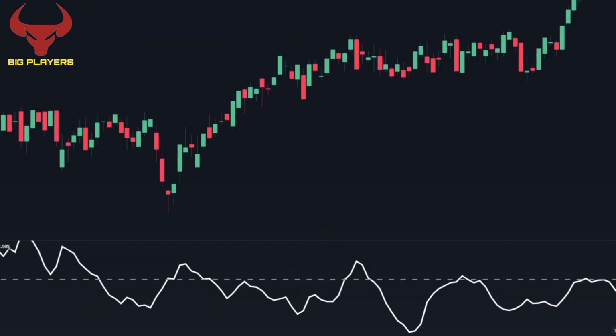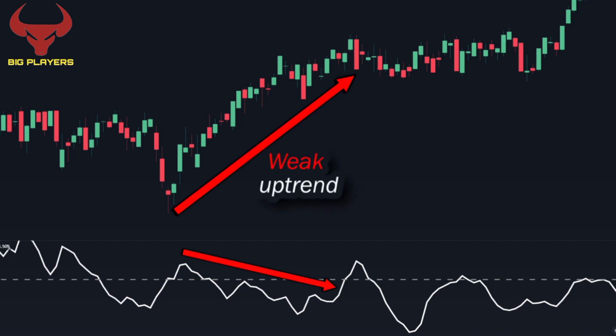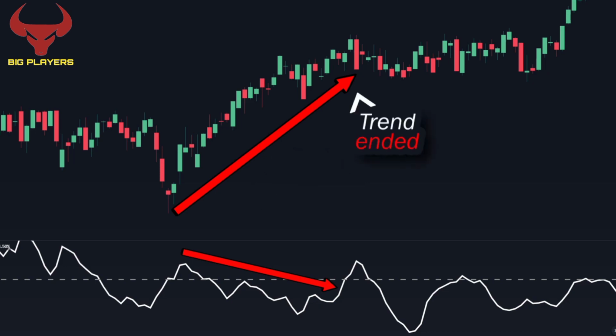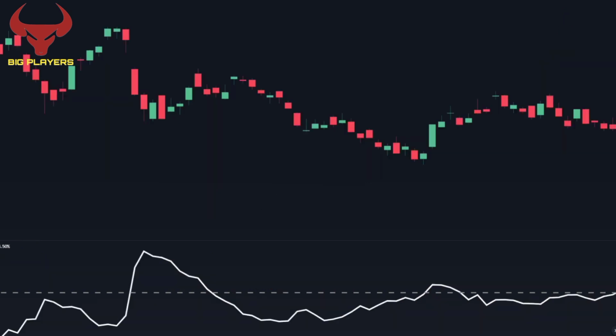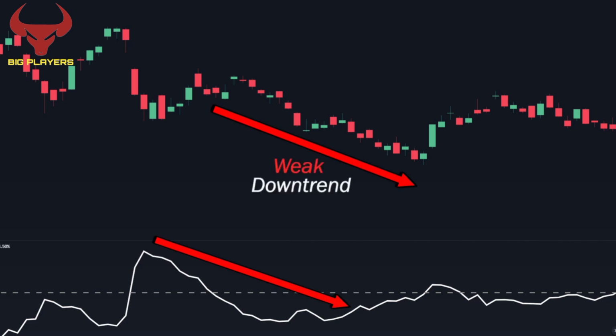Volume can also tell you how strong a trend is. For example, if the price is on an uptrend, yet the volume is constantly decreasing, it means that it's a weak uptrend. And you should be careful if you're taking a buy position, because this could indicate that the trend may come to an end. It's also the same for downtrends. If the price is on a downtrend and the volume is decreasing, it means that the momentum to the downside is weak.